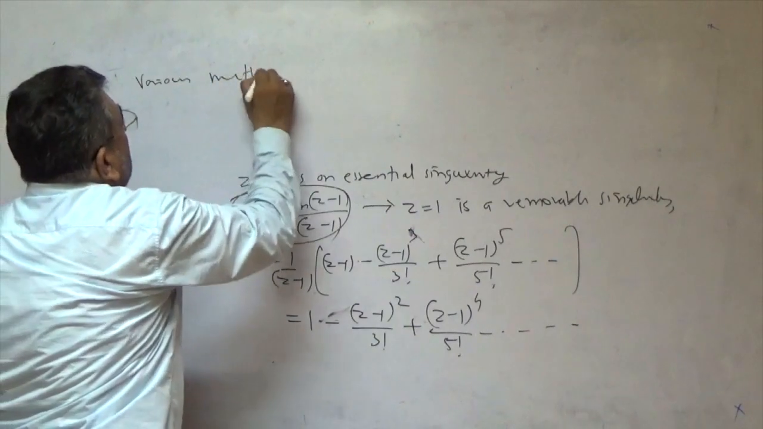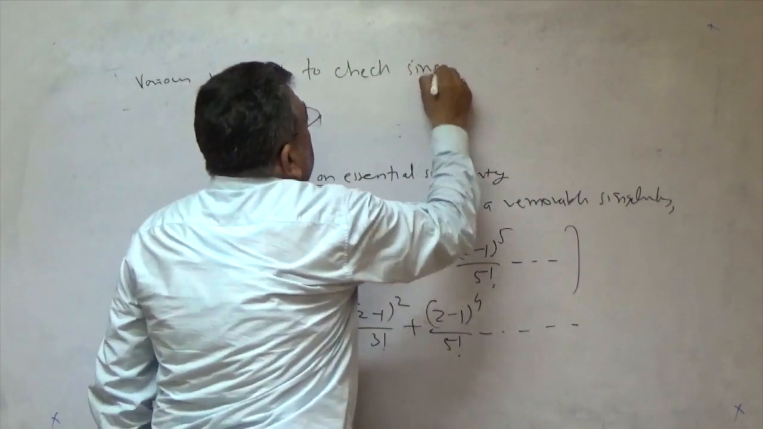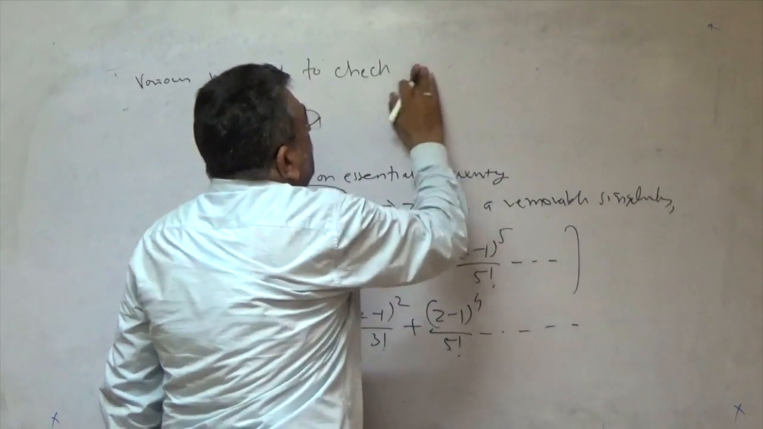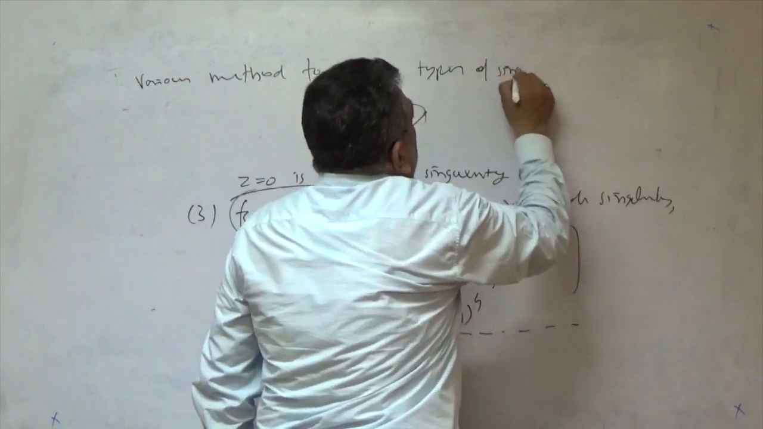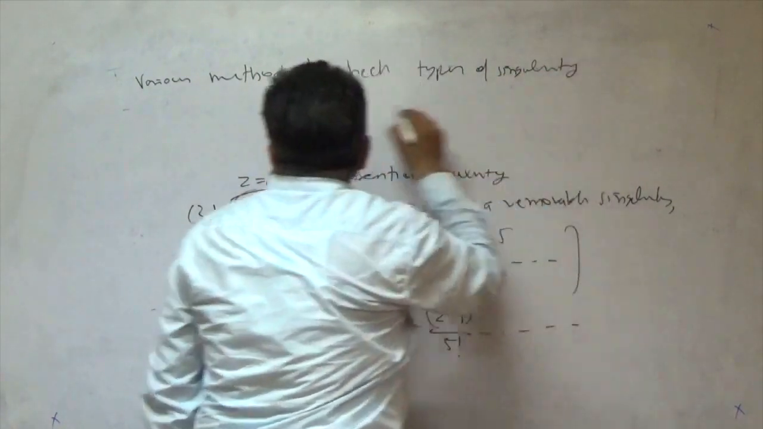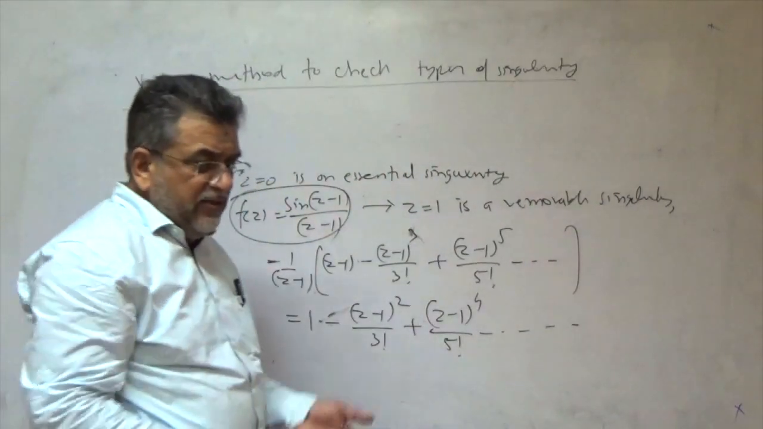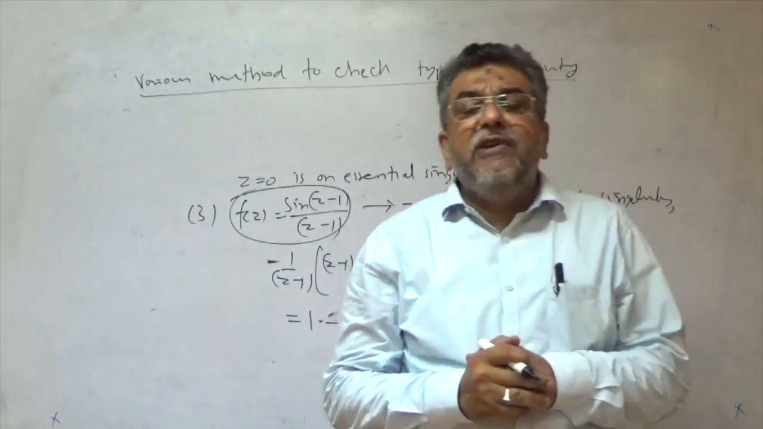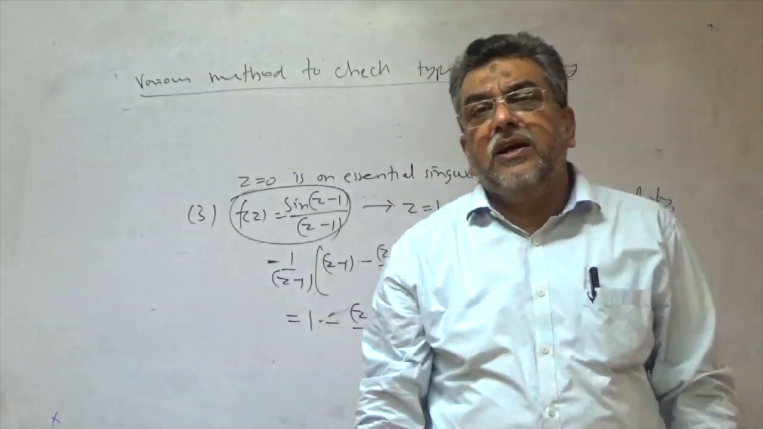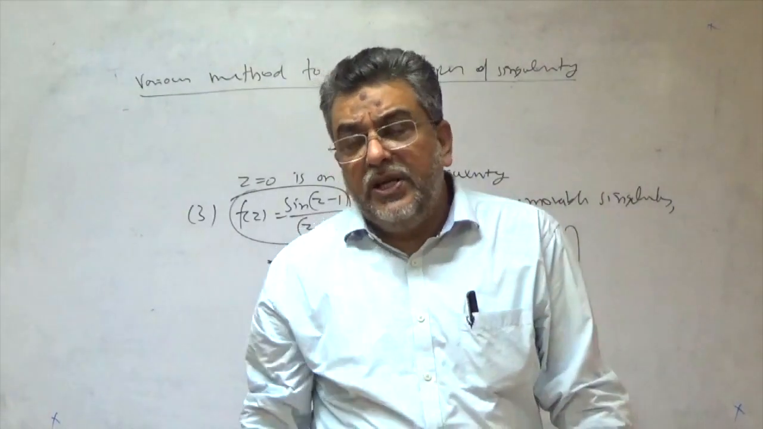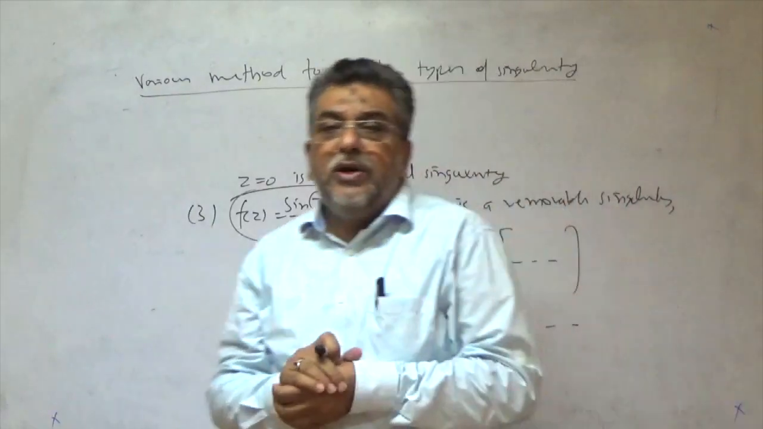Various methods to check types of singularity. By calculus we see that there are very interesting methods by which we can check whether a singular point exists or not. If it exists, what is the type of the singularity?